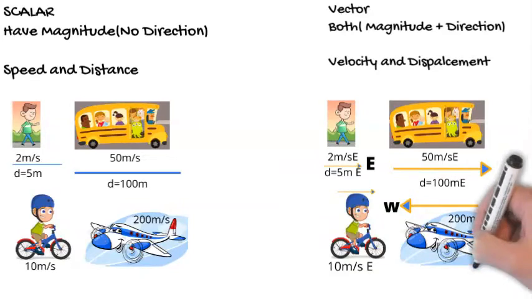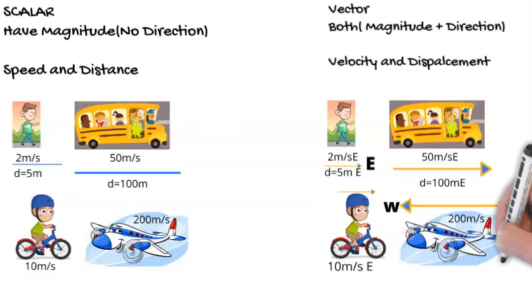So the difference between distance and displacement is that when we discuss distance, it means the bus or the aeroplane or the bicycle only covers a distance of 100 meters but with no direction. But displacement means the guy, when walking, covers a displacement of 5 meters toward east. The bus covers a displacement of 100 meters toward east.